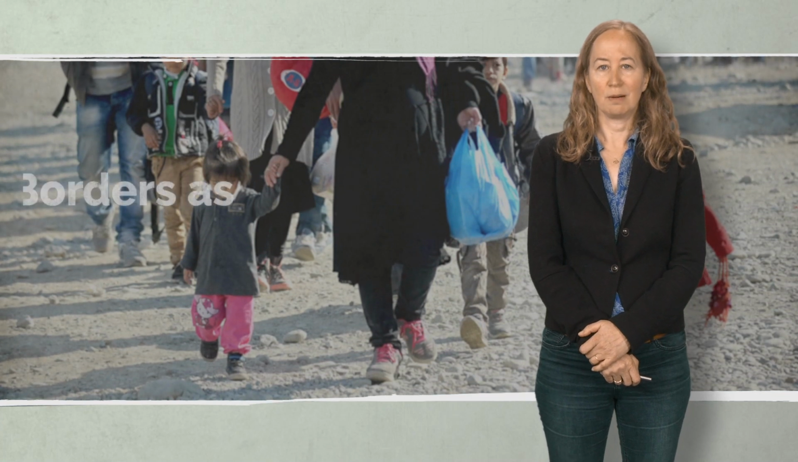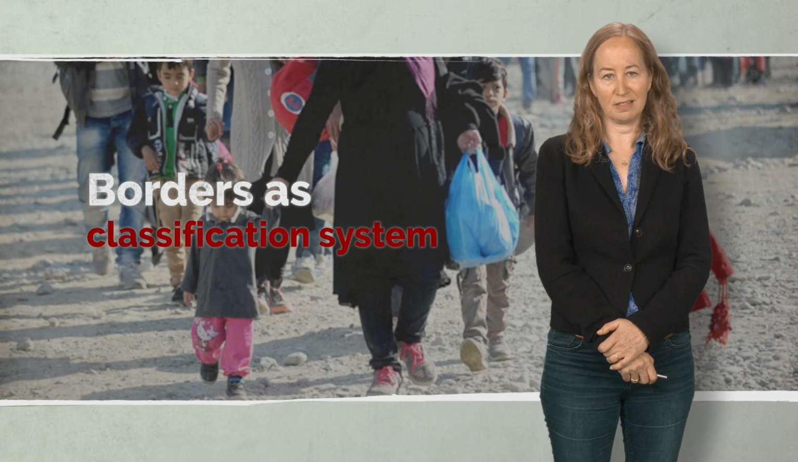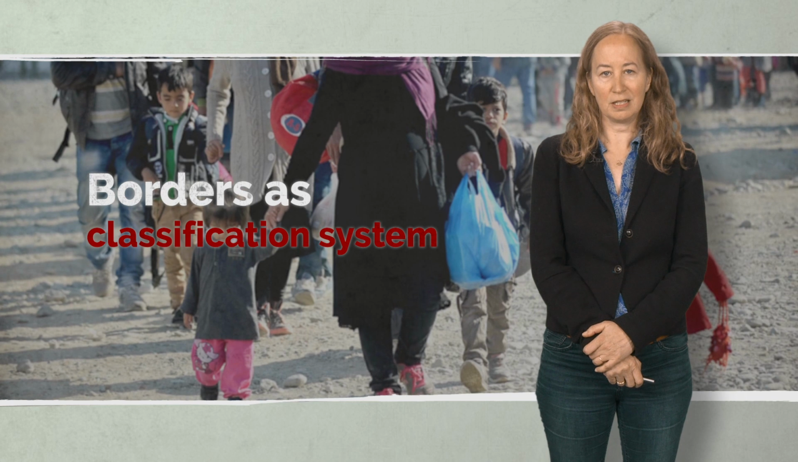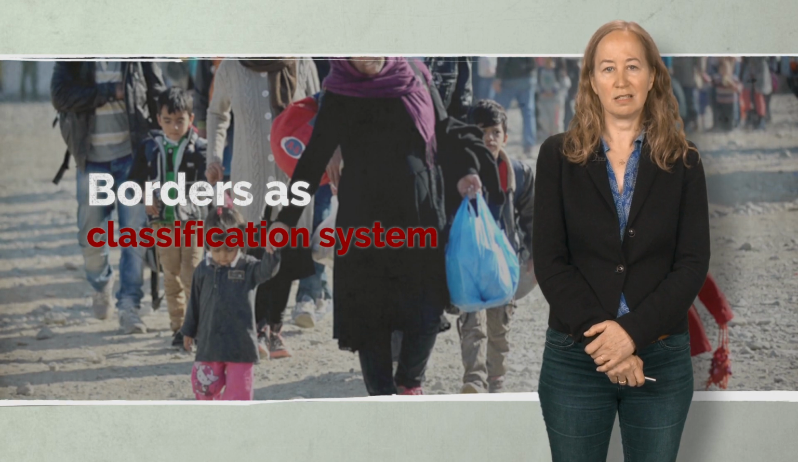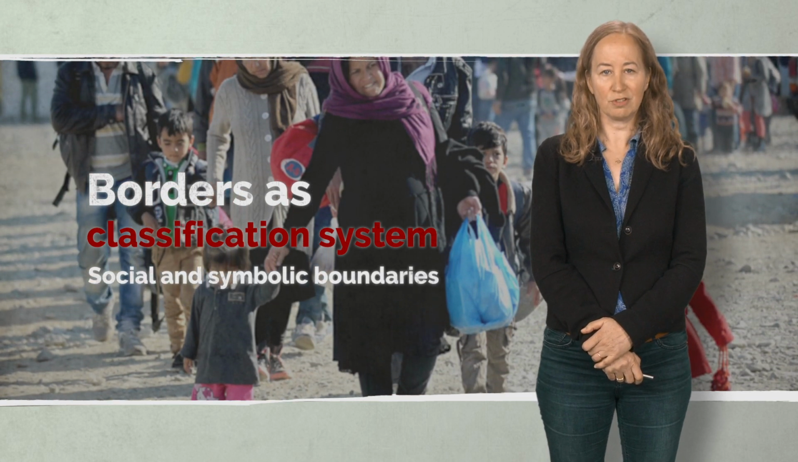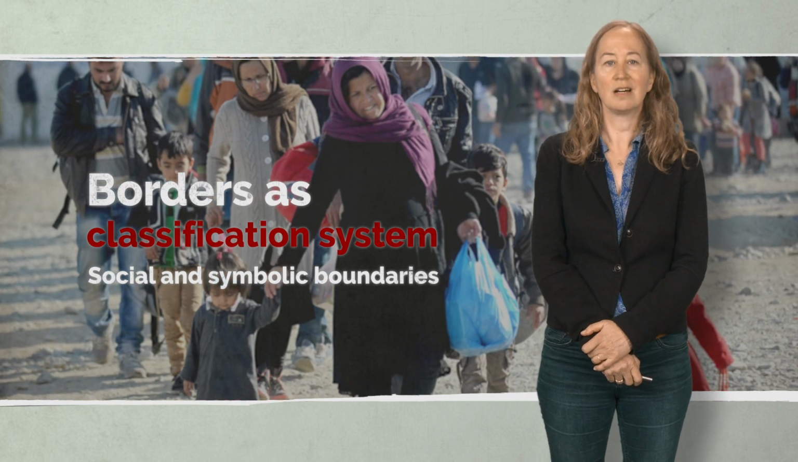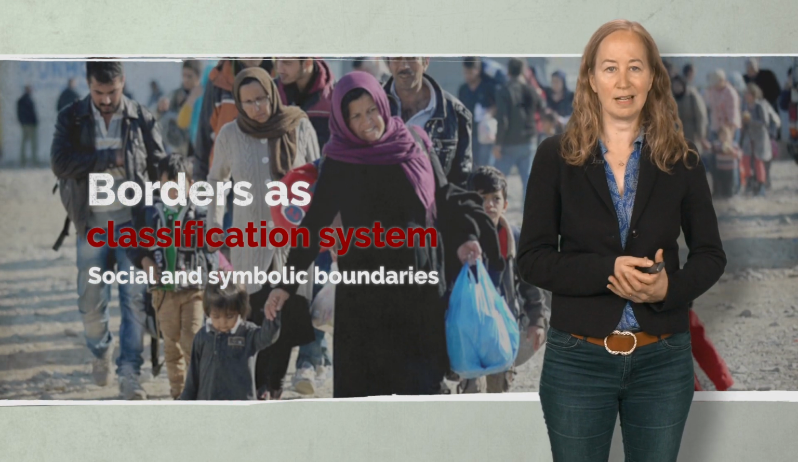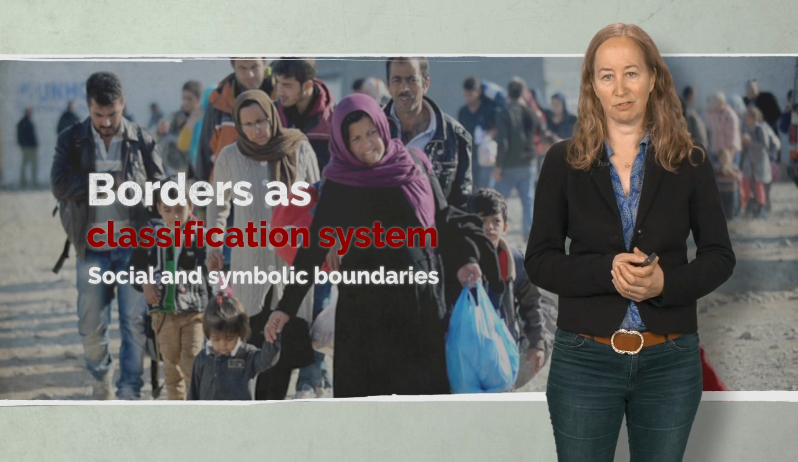More generally, borders serve as classification systems. In their function as mobility control, borders create differentiations through which migrants are categorized and classified, for example, into tourists, labor migrants, and illegalized migrants.